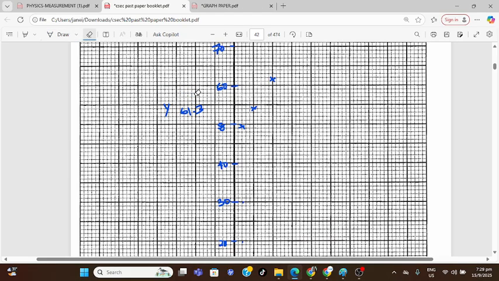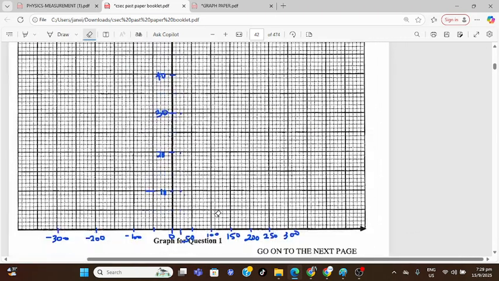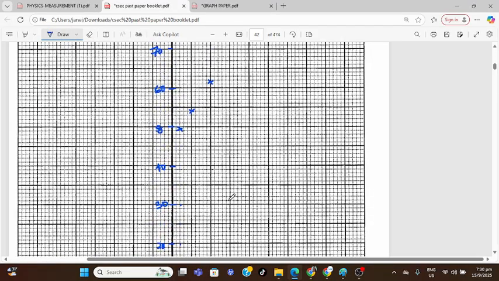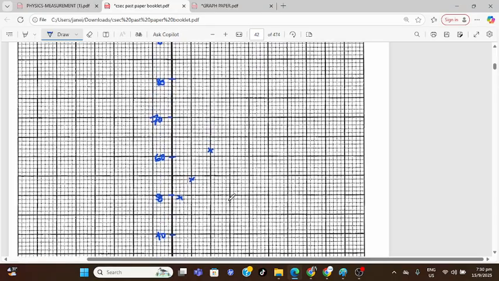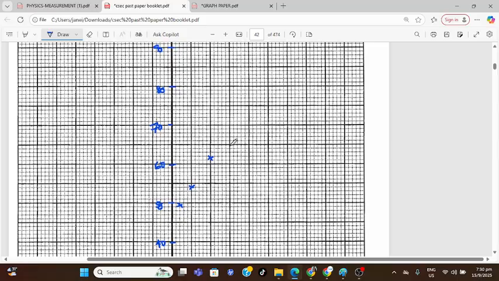The next point is going to be 150 and 70.5. So I'm going to go down to 150, and I'm going to go up to 70.5. So 70 is right here, 0.5 is going to be halfway. You're going to put an X there.